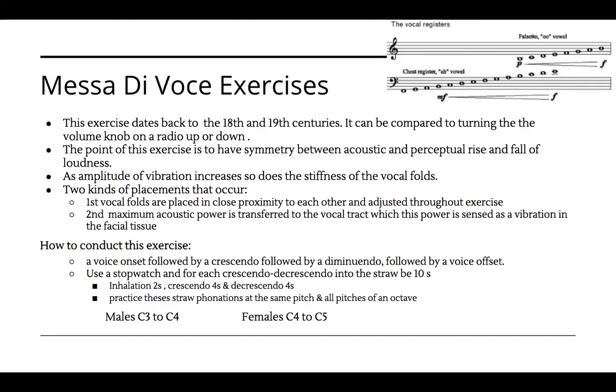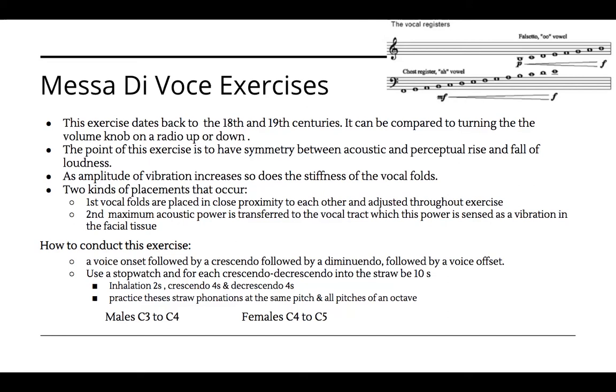As the amplitude of vibration increases, so does the stiffness of the vocal folds. Vocal fold stiffness increases because tension-bearing fibers are stretched more. There are two kinds of placements that occur. First, vocal folds are placed in close proximity to each other and adjusted throughout the exercise. Second, maximum acoustic power is transferred to the vocal tract, and this power is sensed as a vibration in the facial tissues.